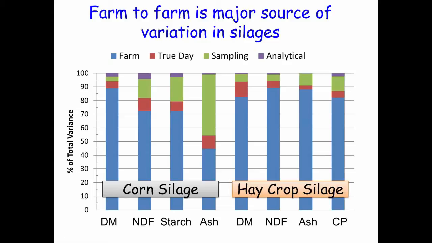You can see very clearly farm-to-farm variation is the biggest source of variation. About 80% of the variation we see is due to farm, which I think everybody would expect. But you'll see that sampling, this green one, is quite big, and in most cases, it's bigger than the true day-to-day variation. And in most cases, analytical variation is very, very small. So what it means is the lab is not likely to be the reason numbers differ.